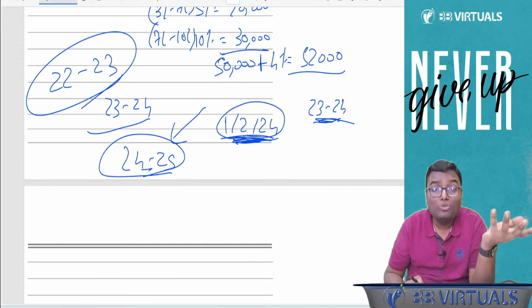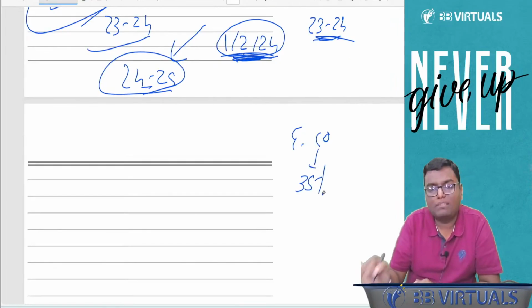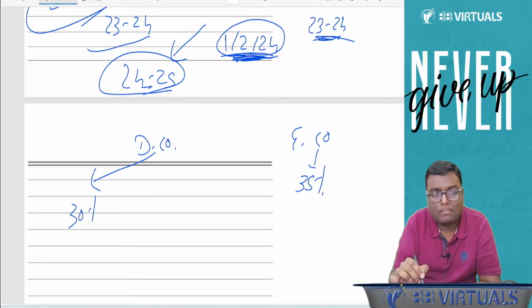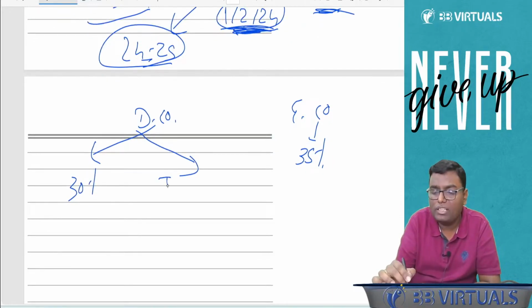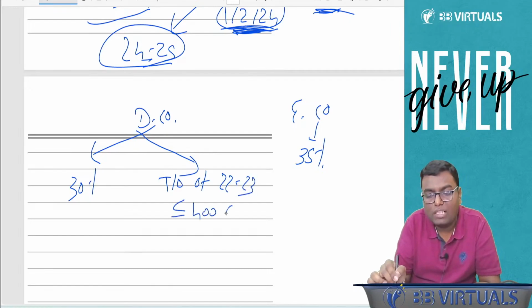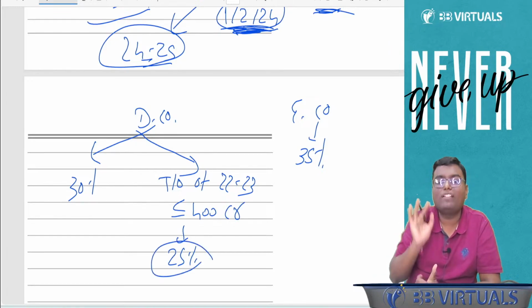So what is the conclusion now? For a foreign company, the tax rate will always be 35%. For a domestic company, the general tax rate is 30%. However, if your turnover of 22-23 is less than or equal to 400 crore, the tax rate will be only 25%. For which year? 24-25.